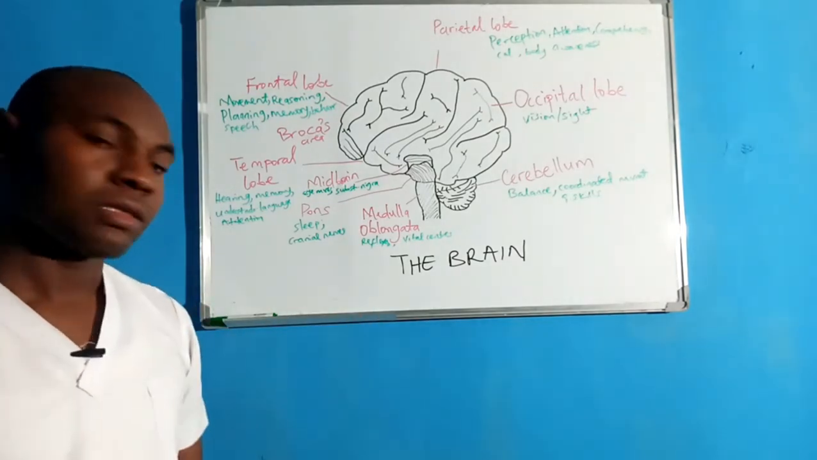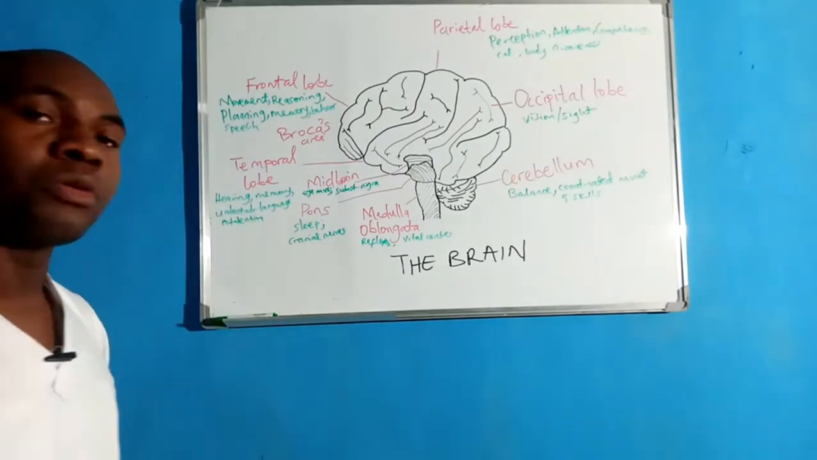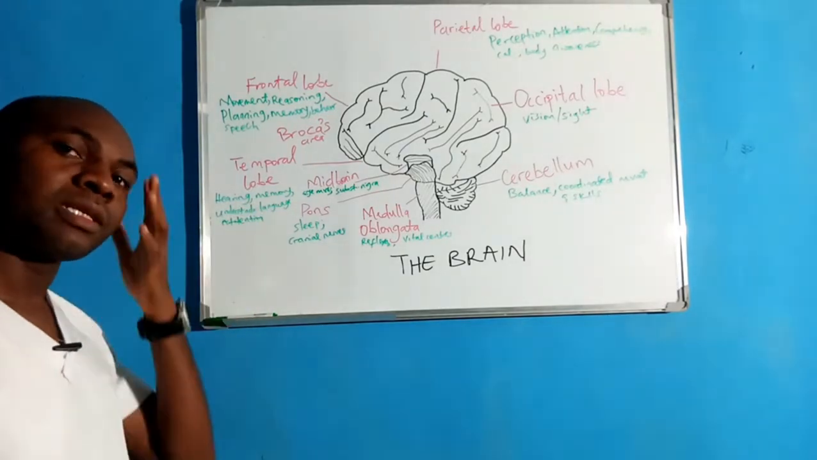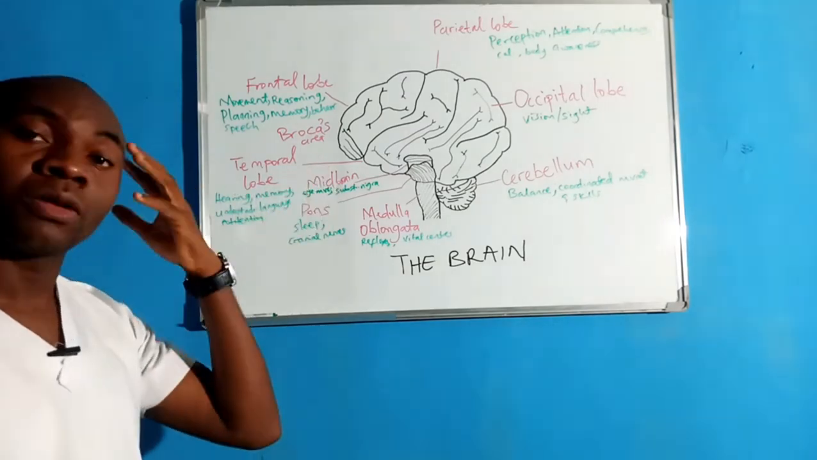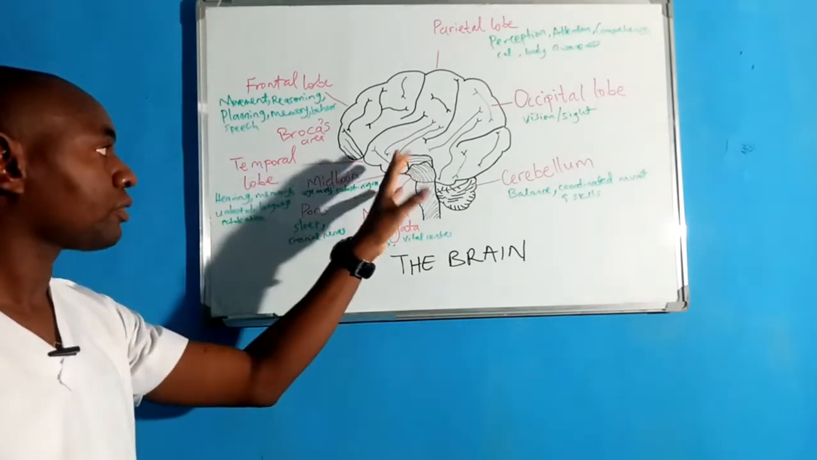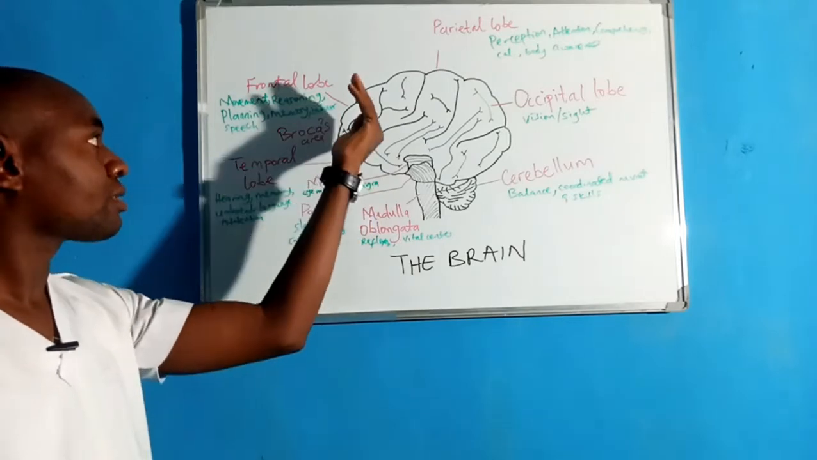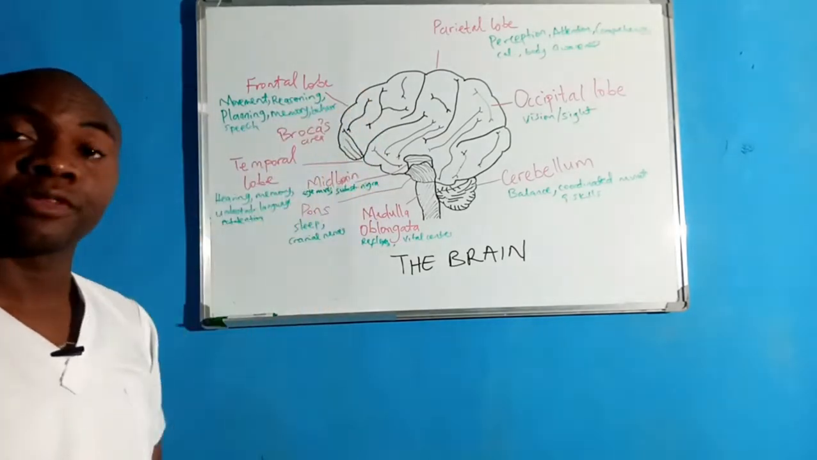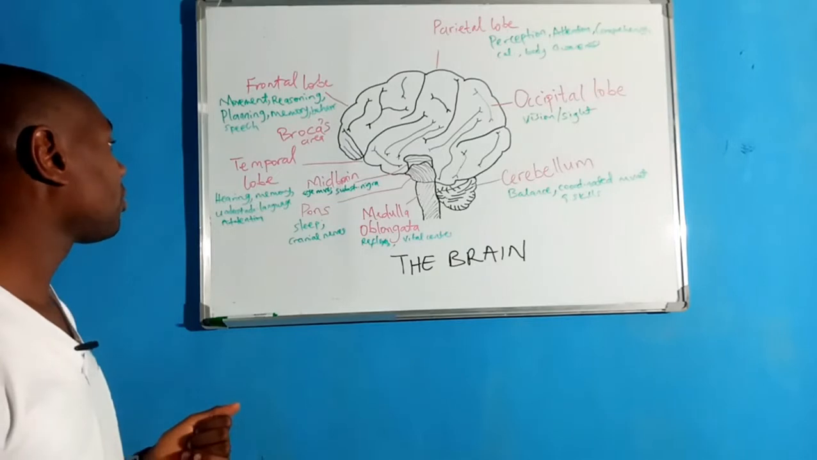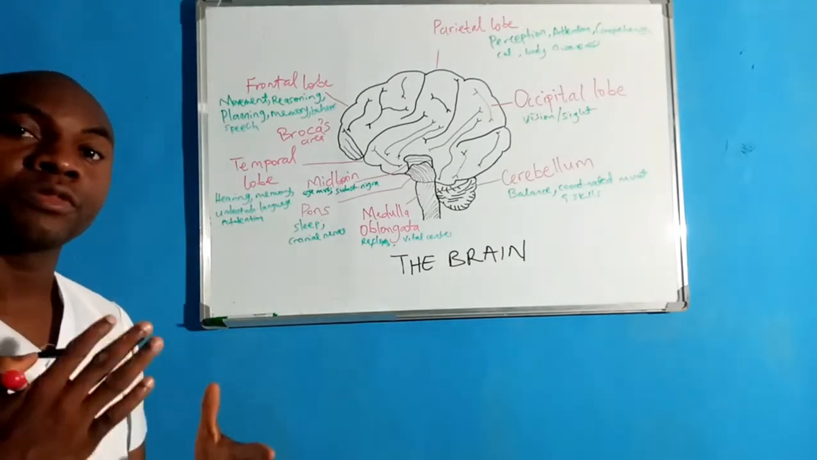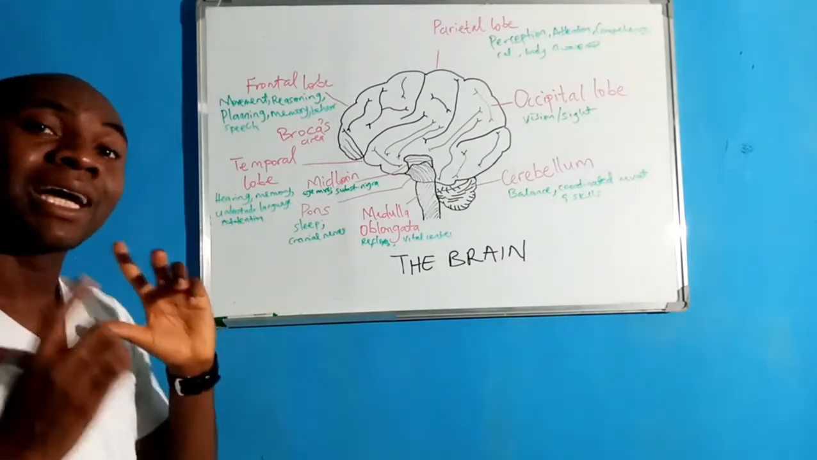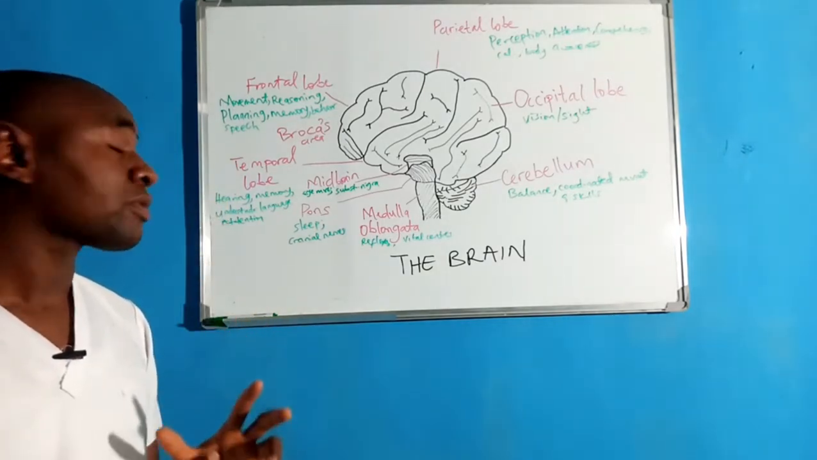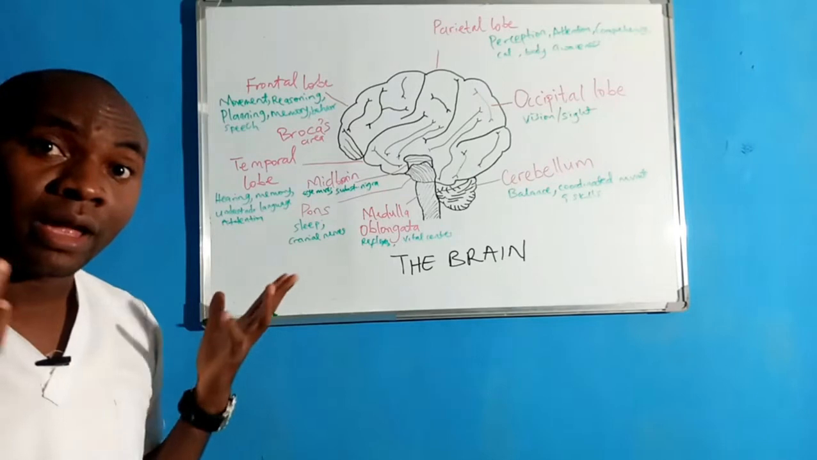The next on the list is the temporal lobe. Now, this lobe is located at the side of the brain, close to the ear, just the ear portion of the brain, and is just behind the frontal lobe. Now, what's the major function of the temporal lobe? The temporal lobe aids our hearing. It helps us to understand what we have heard.